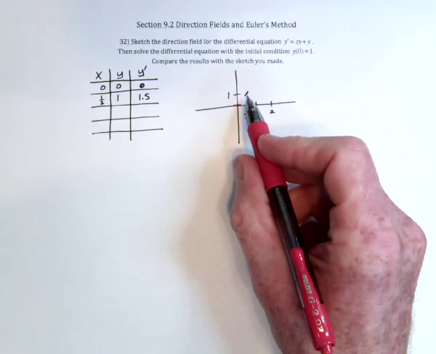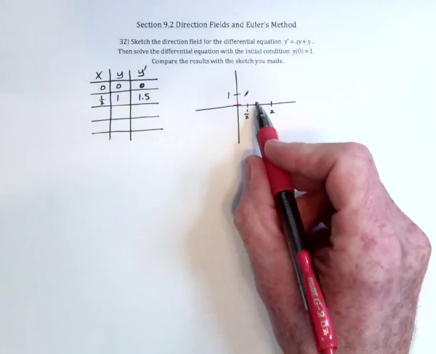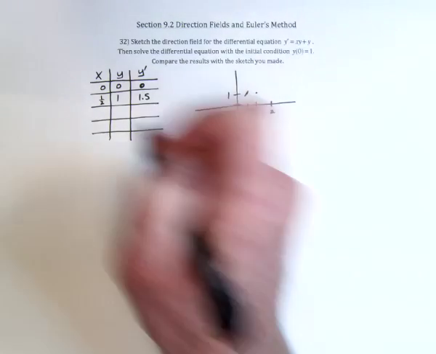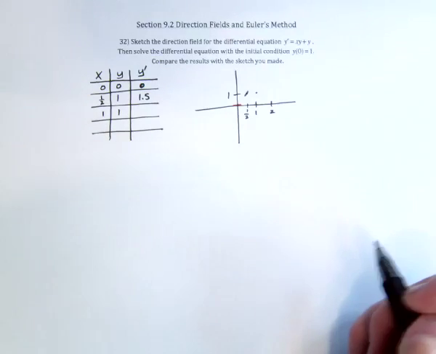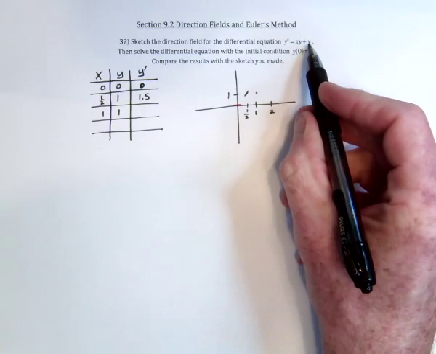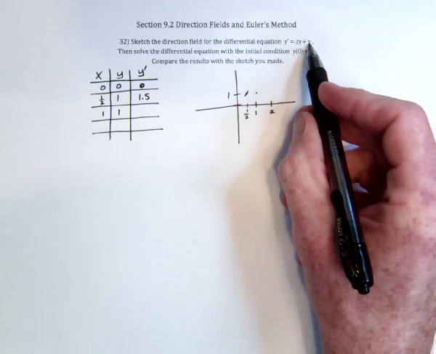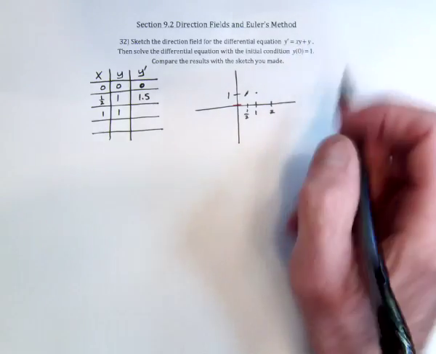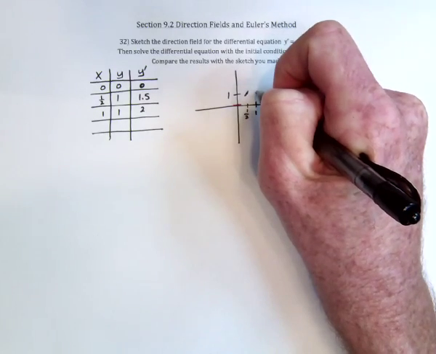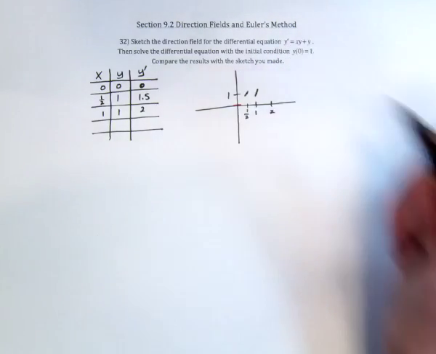Next, what if you went over to 1, 1? So 1, 1 is going to be, this is 1, and this is a 2. Well, 1 plus 1 equals 2. So over here, it's even a little bit steeper. Let's say like that.